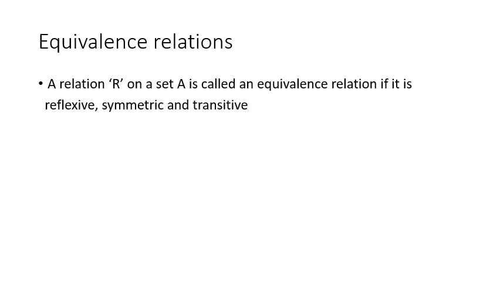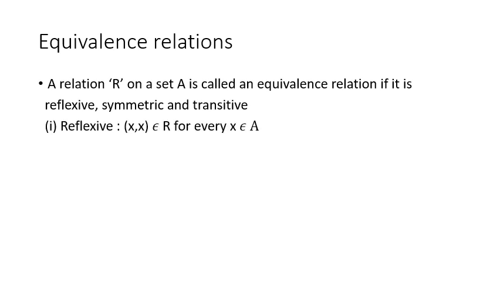reflexive, symmetric and transitive. That means we have already learned the different properties of relations like reflexive, symmetric, antisymmetric, transitive and all. So in this, if we find a relation with the three properties, that is reflexive, symmetric and transitive together, then we can say that the relation is an equivalence relation. So let us see the definition of reflexive, symmetric and transitive once more.